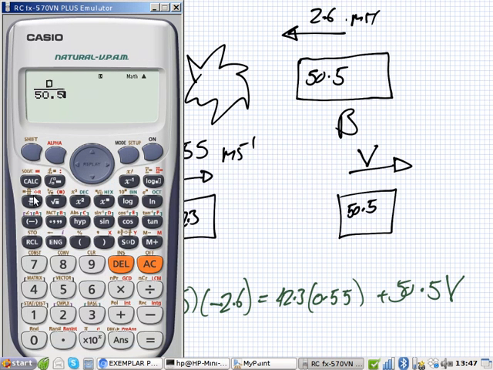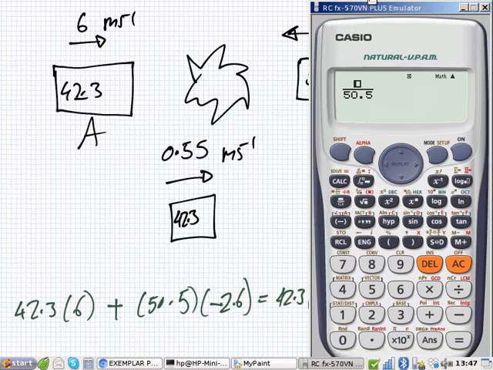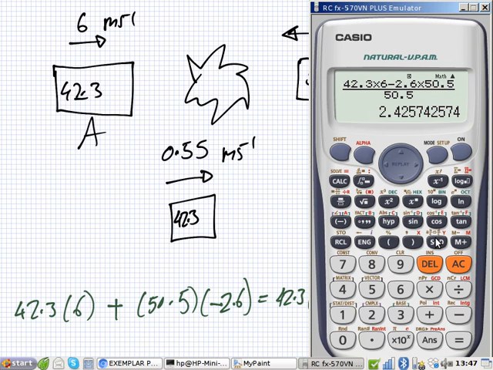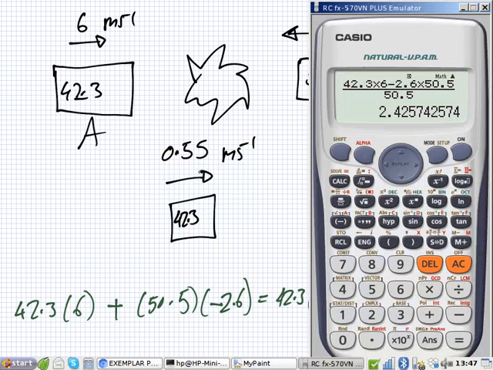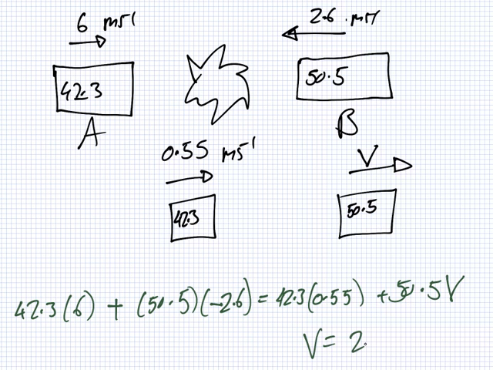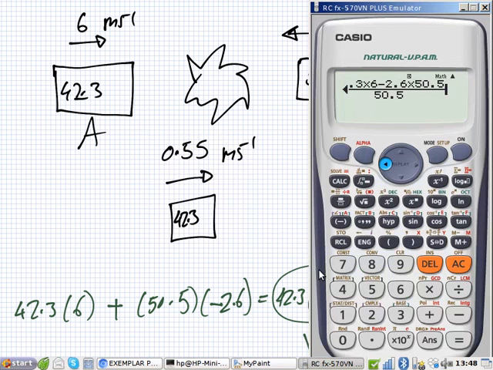So, 50.5 on the bottom, and then on the top, 2.42. What did you get, Lee? 1.97. How did you get that? I got 2.4. It looks like it's 2.43. Wait. Ah, wait! Forgot about this guy. 1.9.